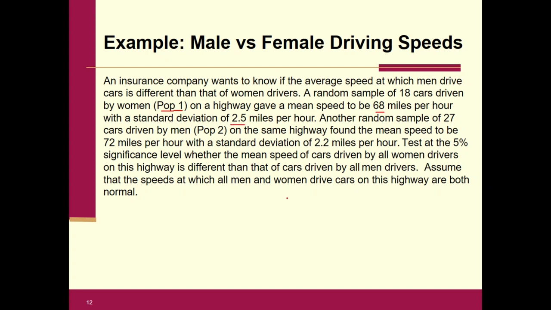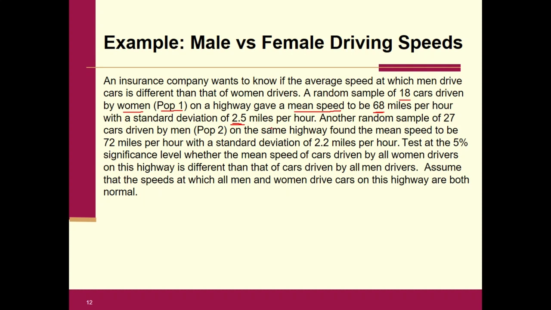And so here, instead of summarizing the data with a table, here we're just writing it out in words, and you will probably have to do both for homework and potentially on the exam. So don't freak out, you just got to organize. So here's population 1, women. We took a sample of 18 cars that were driven by women. So what would that be? That would be n1, right? Mean speed, that would be x bar 1, 68. Standard deviation, that would be s1. That's all we're trying to do.